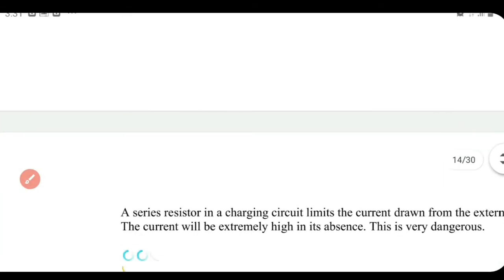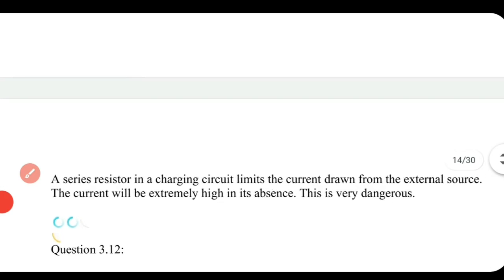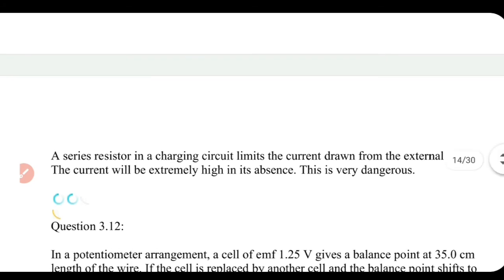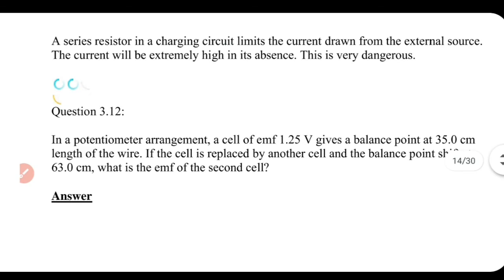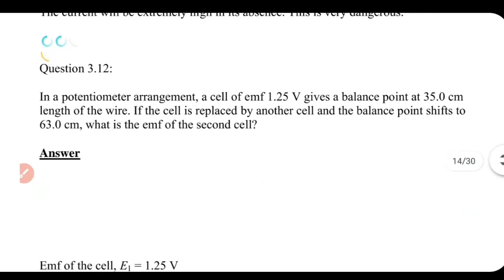Okay. Now coming to the next part of the question, what is the role of that series resistor? The series resistor, that 15.5 ohm, is connected to limit the current drawn from the cell. Okay, to limit the current in the circuit only, we have taken that series resistor. Now coming to the next question, that is question 312.